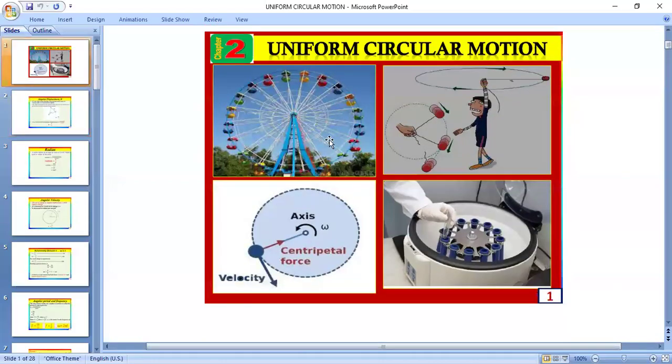So in this chapter, we talk about movement in a circle. In Form 3, we did linear motion, movement in a straight line, where we talked about free fall. We also talked about projectile motion. So this time we're going to talk about movement in a circle.